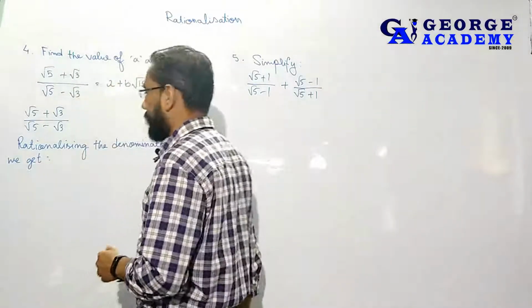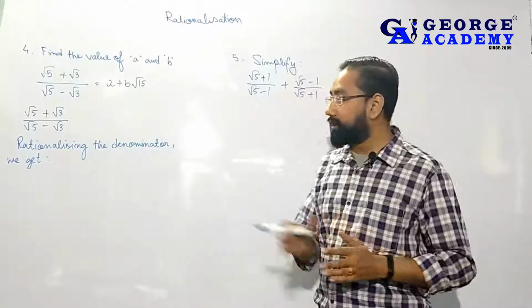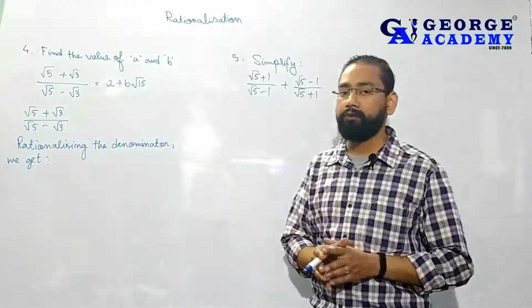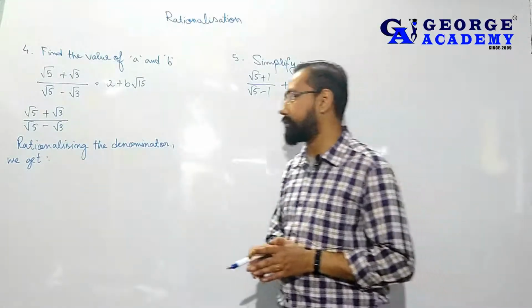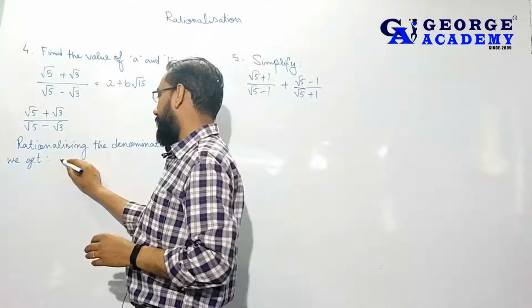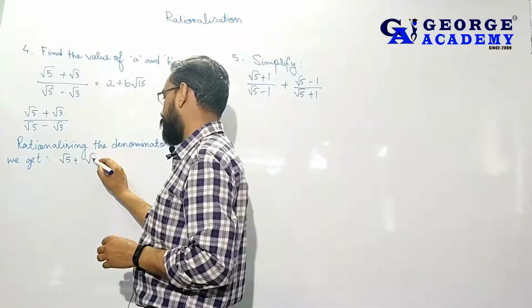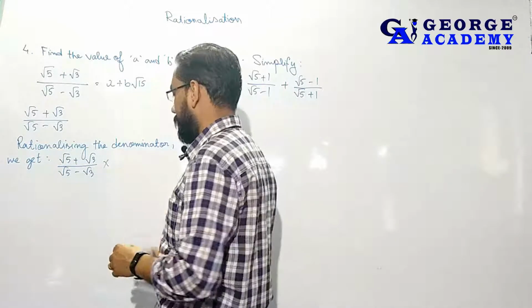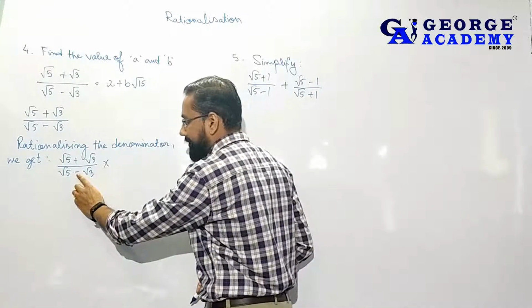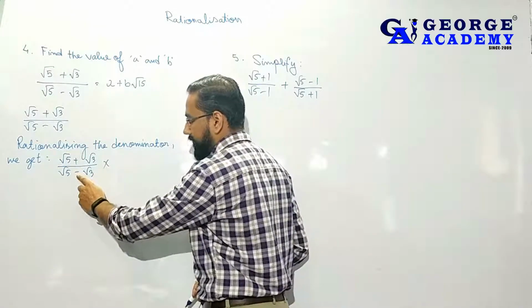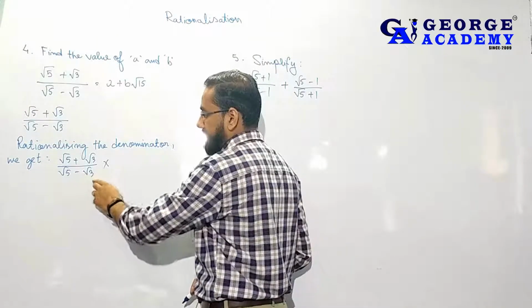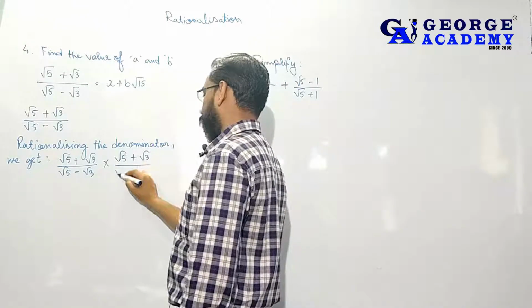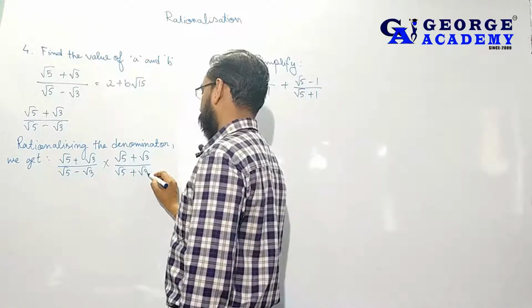We have learned just now how to rationalize the denominator. We are going to multiply the fraction by the denominator, but there are two terms, that means we have to change the sign of the second term. So this fraction will remain as it is, (root 5 plus root 3) by (root 5 minus root 3), into, we are going to multiply by the denominator, but the sign of the second term will change. That means this will become root 5 plus root 3. So (root 5 plus root 3) by (root 5 plus root 3).